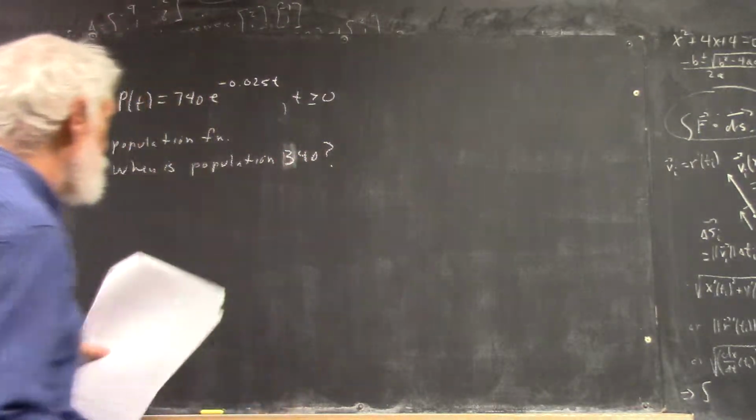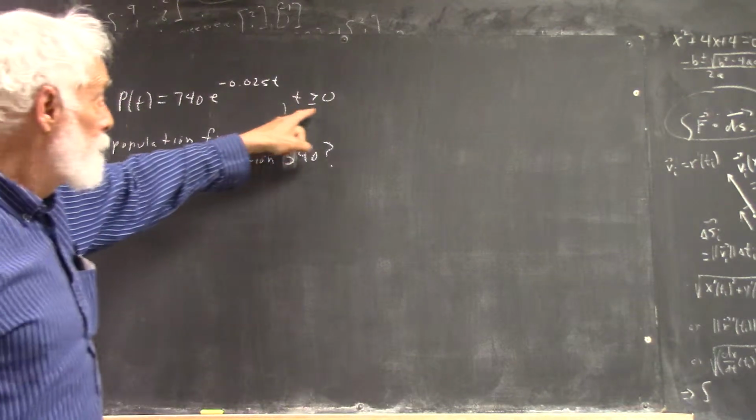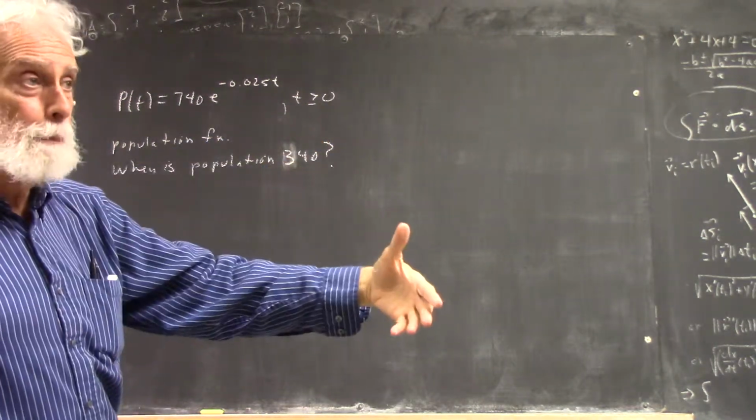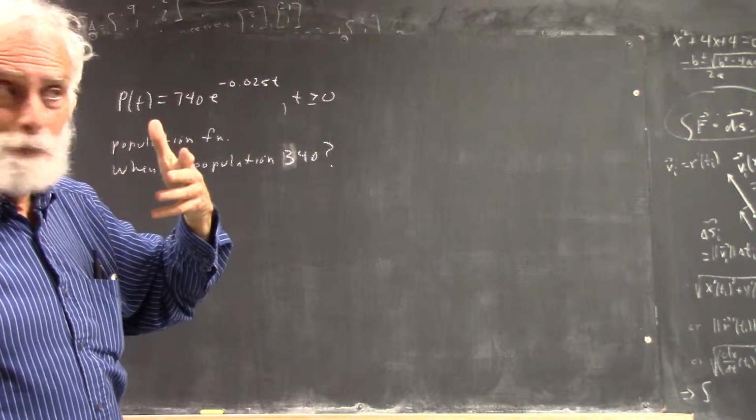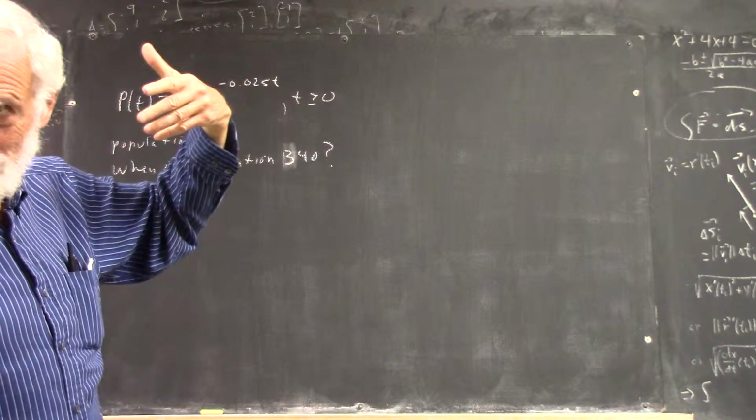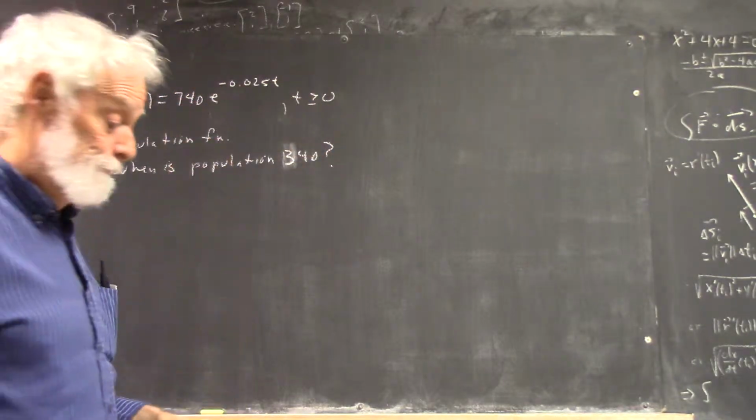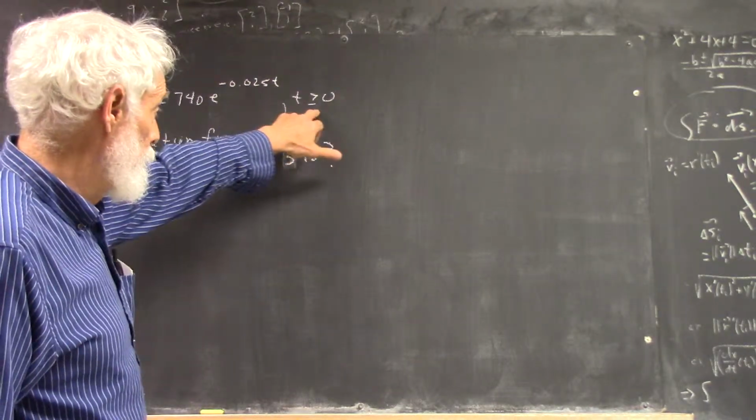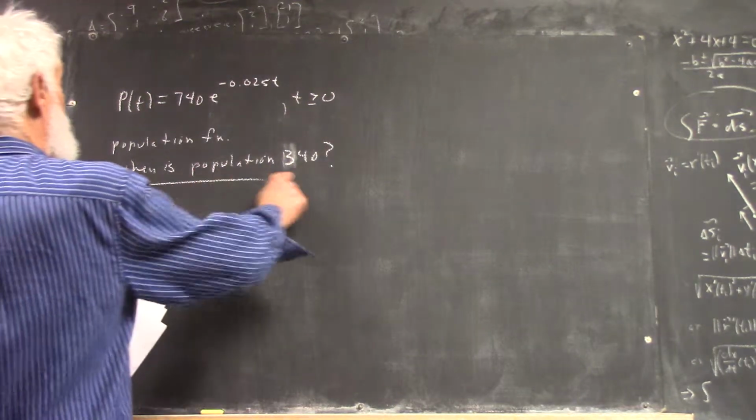Make it 340. Okay? If I didn't have t greater than or equal to 0, which isn't really necessary because that city's probably been there before, we could ask if this model is accurate, when was it 1,740? It would have a negative value of t. Okay? Right now, we'll just change it to where we get a positive value of t because of this. Okay, so what is the population 340?